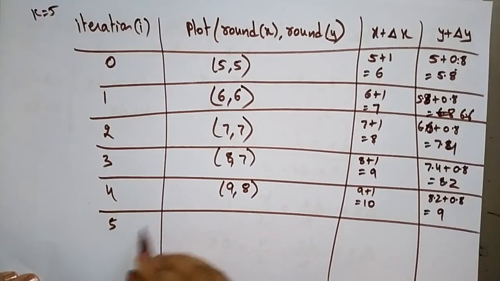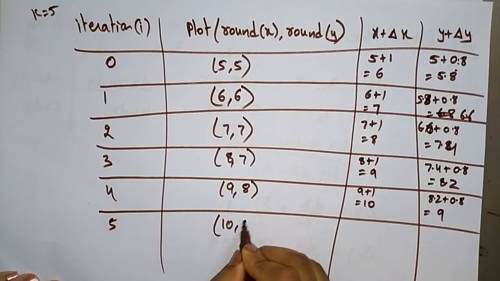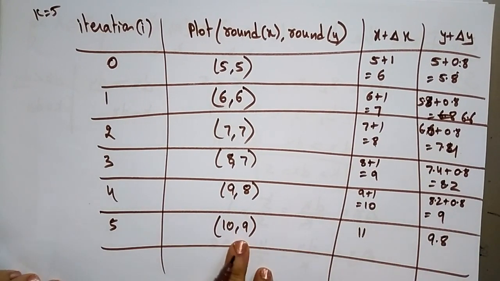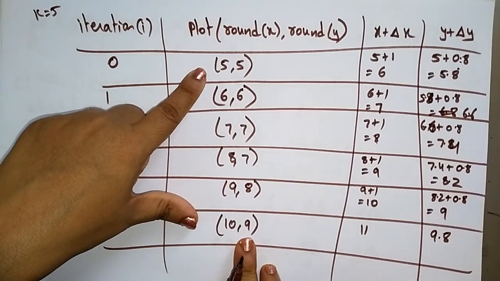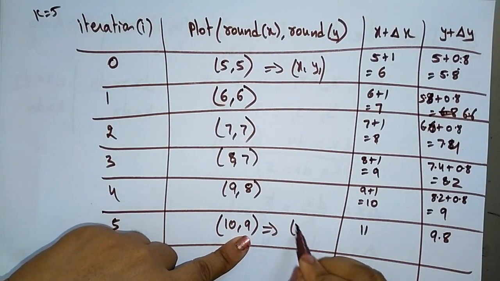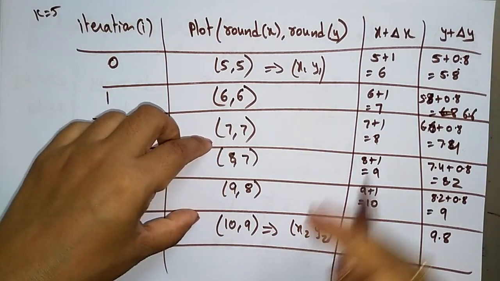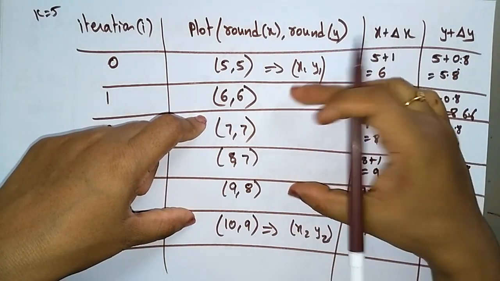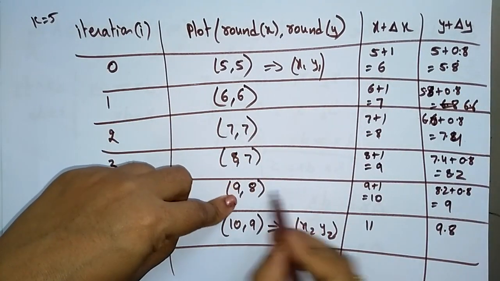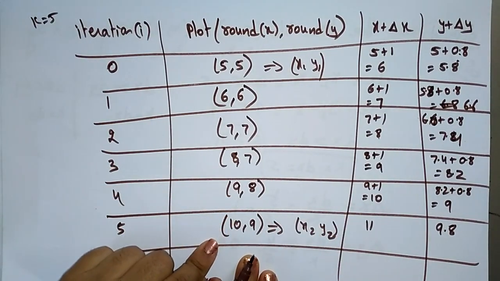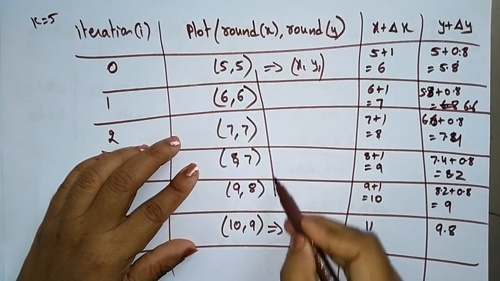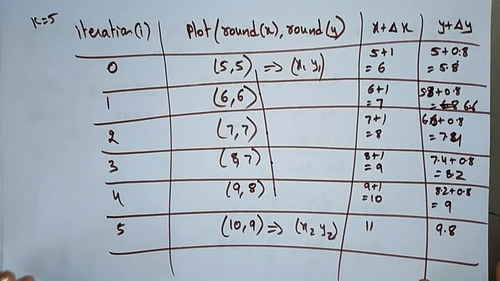Now the last iteration, that is 5. 10 comma 9, then 11 and 9.8. This is the starting point, x1 and y1, as given, and this is the end point, x2 and y2, as given. The intermediate floating points that are present in the line segment are 6 comma 6, 7 comma 7, 8 comma 7, 9 comma 8, and 10 comma 9. Based on these coordinates you can join the line one by one in the line segment.